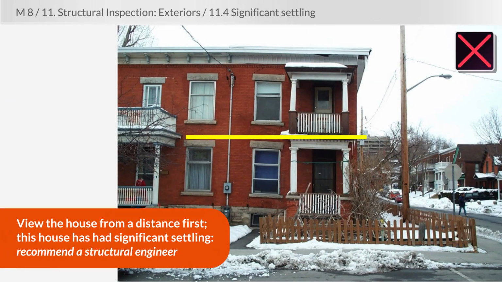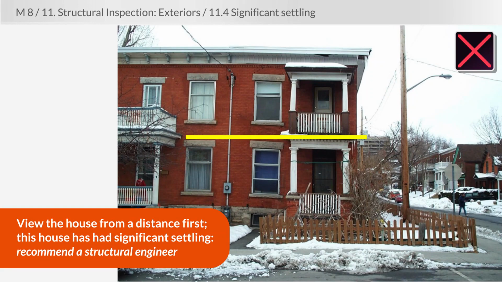So, you view the house from a distance. Standing across the street looking at this home, it's very easy to see that there has been some significant settling. The home appears to be dropping down on the right side of the home. Right side as we're looking at it. Look at the limestone eyebrows over the windows. They're no longer square to the house or even square to the windows.